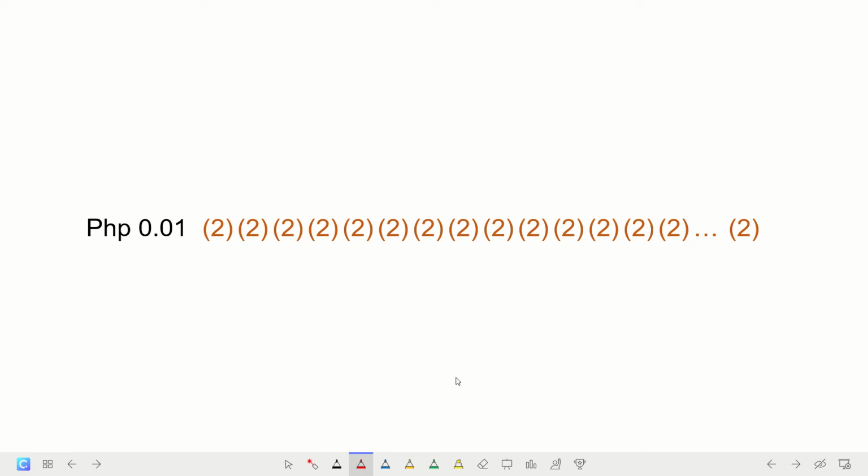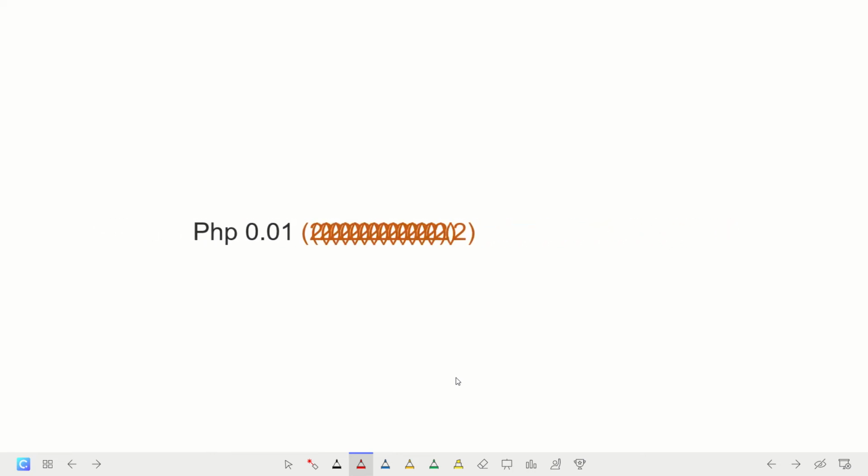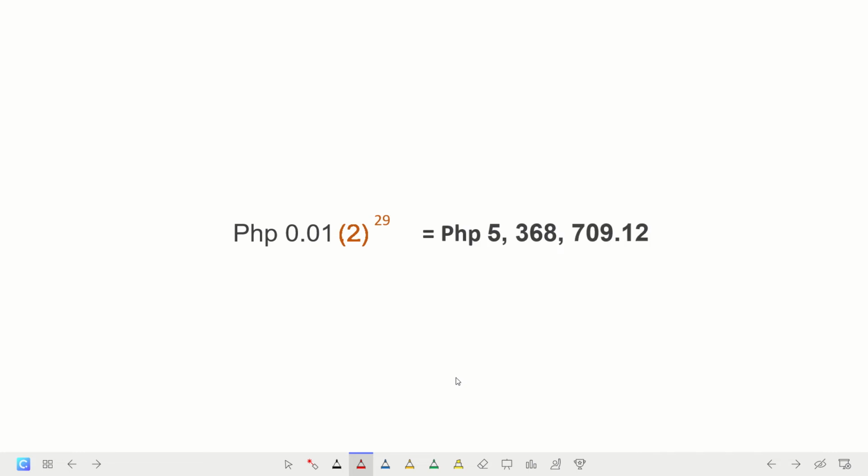Instead of writing this in that form, we can just write it in this form. That is an exponential expression: 1 centavo times 2 raised to 29, and the value of that expression is equal to 5,368,709.12 centavos.